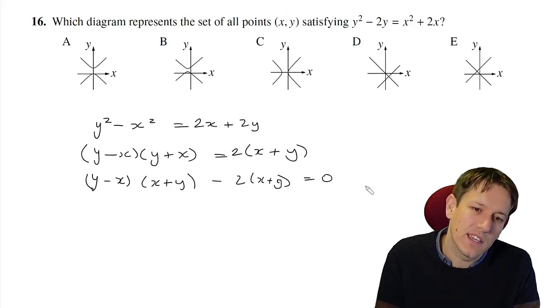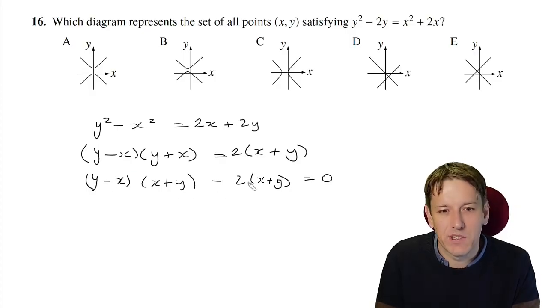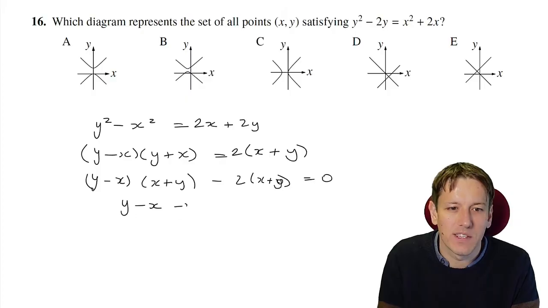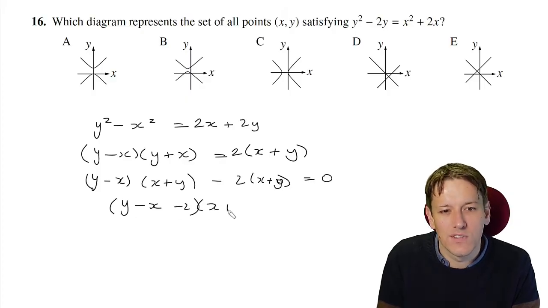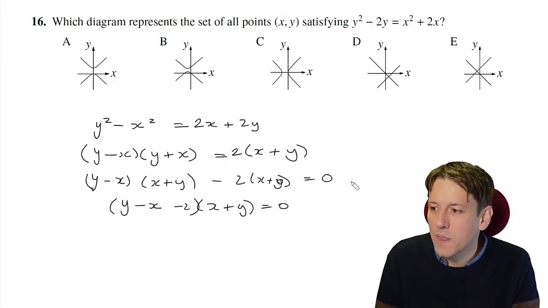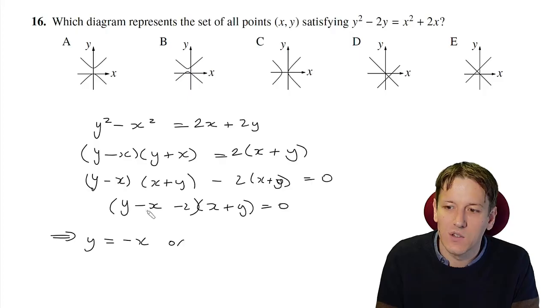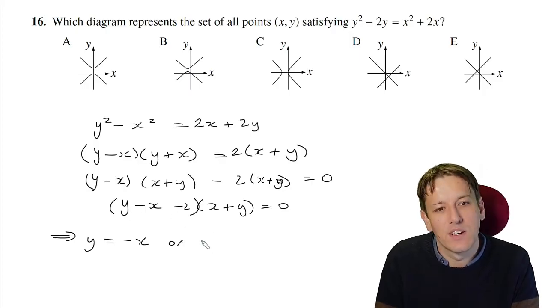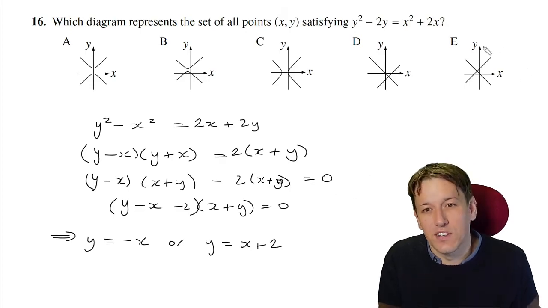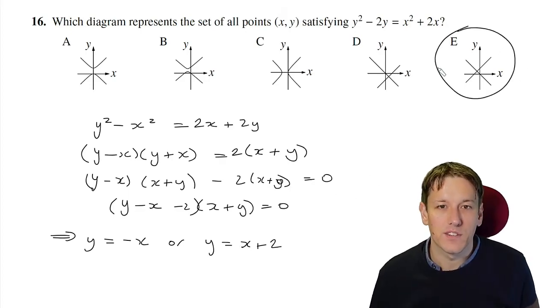Then we get something like this, and now I've got y minus x lots of x plus y, minus 2 lots of x plus y, so I can do another factorization here and say, well, that's just y minus x minus 2 lots of x plus y equals 0. And then we get, from this second bracket, y is equal to minus x, or from this other bracket we get y minus x minus 2 is 0, or y is equal to x plus 2, and that's another way of seeing that the answer must be E.